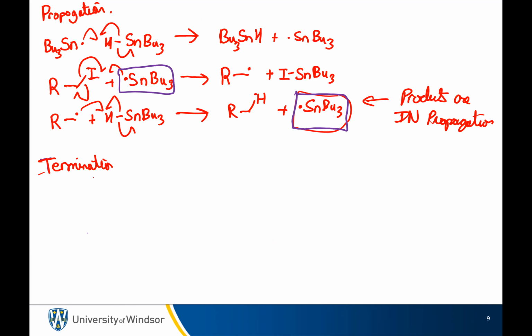But anyways, termination steps, you combine all radicals with all other radicals, and this is why a major byproduct of this chemistry is ditin hexabutyl group. This is ridiculously toxic because it is so hydrophobic. It crosses your skin immediately, and then you get tin, and it localizes to your brain, and the tin never comes out of your brain. And if you get enough of this tin in your brain, you die.